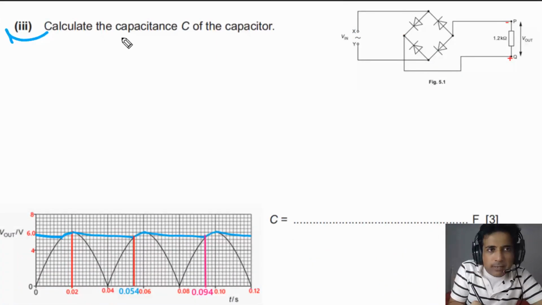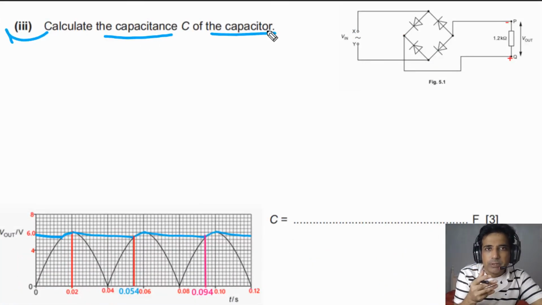For the last part, we need to calculate the capacitance of the capacitor. In order to calculate the capacitance of the capacitor, we need to understand discharging of a capacitor. And discharging of a capacitor is part of the new syllabus.